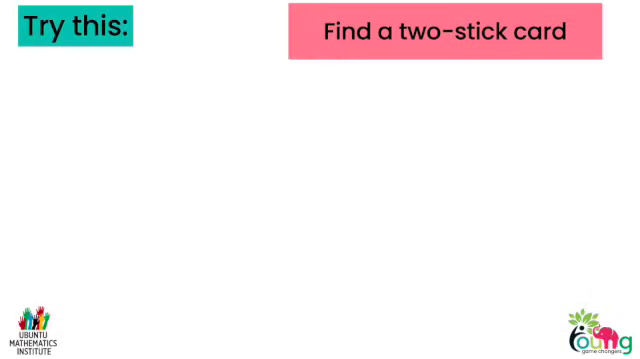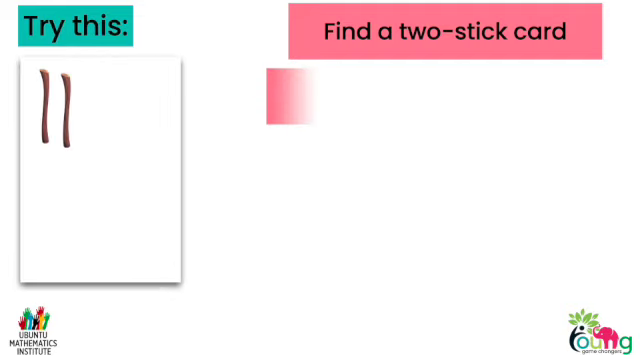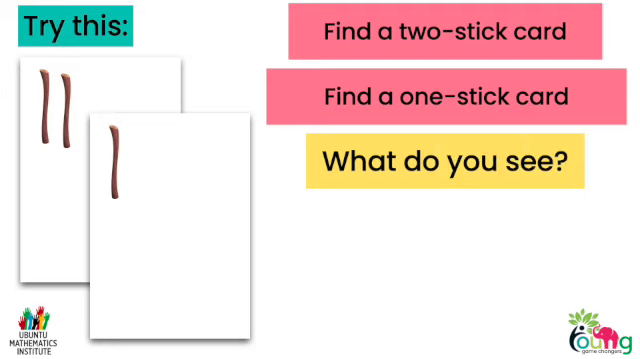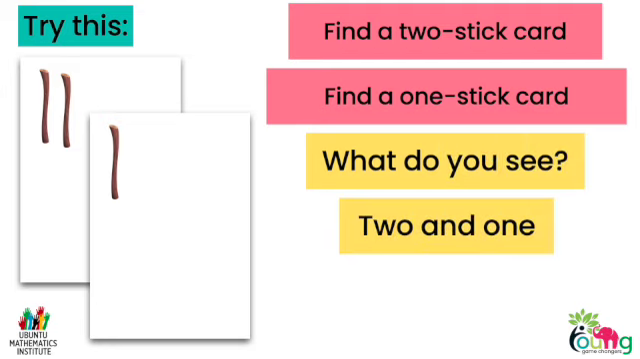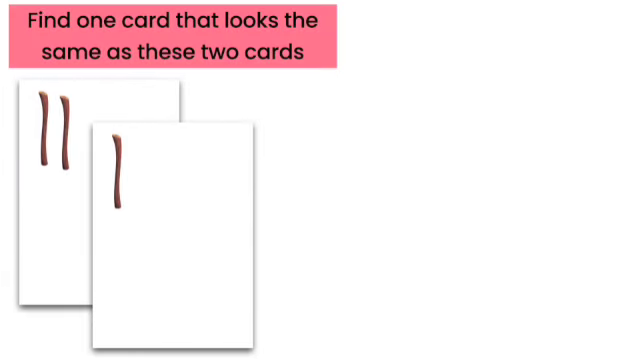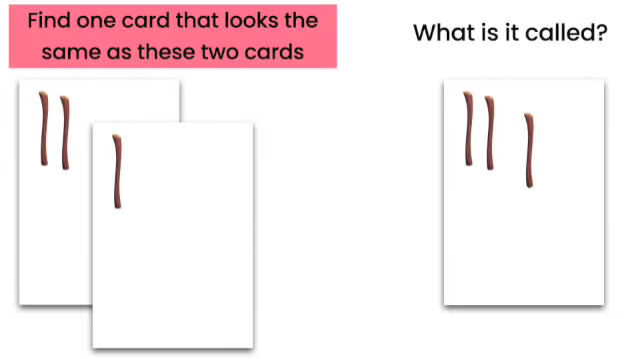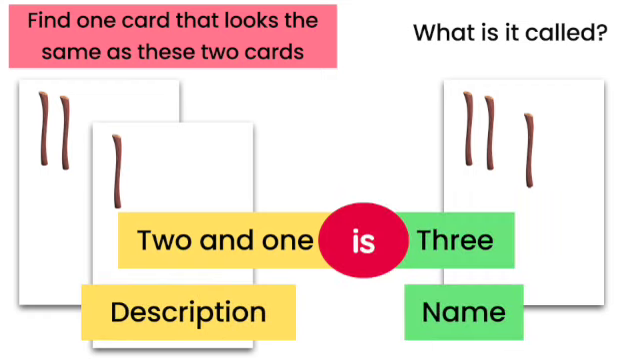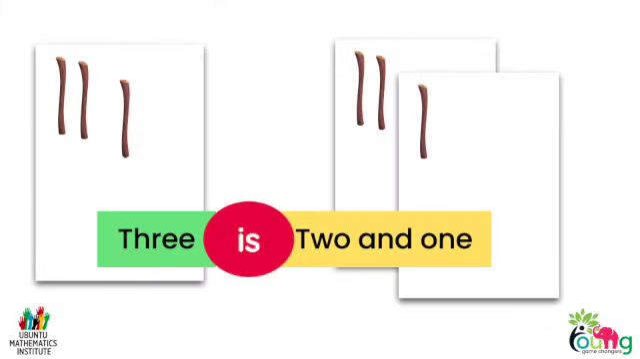Another way to introduce children to 3 would be to ask them to find you a 2-stick card, and then to ask them to find you a 1-stick card. You could then ask them, what do you see? And they'll say they see 2 and 1, or 1 and 2. You then ask them to find you 1 card that looks the same as these 2 cards. And that card is then called a 3. So 2 and 1 is known as 3, and 3 can be described as 2 and 1.